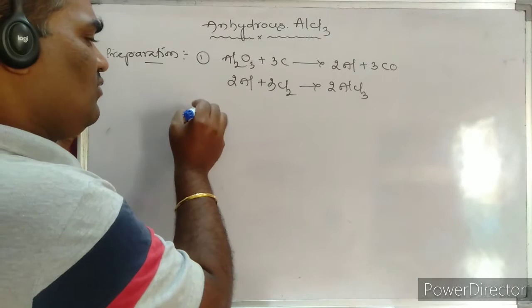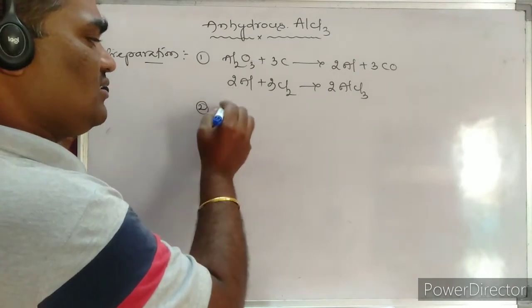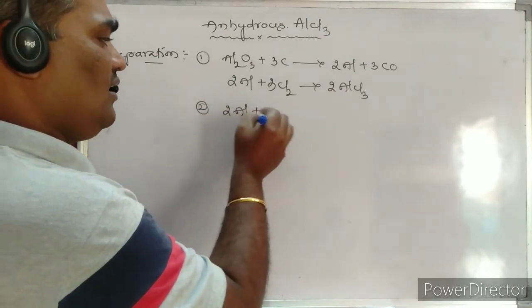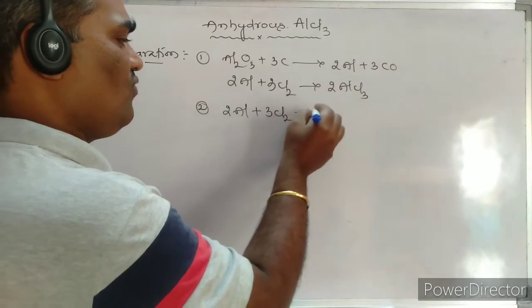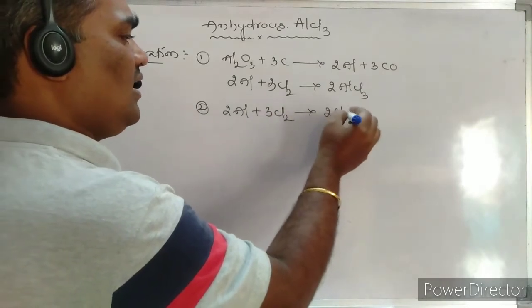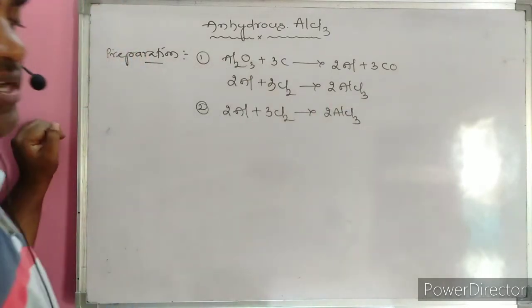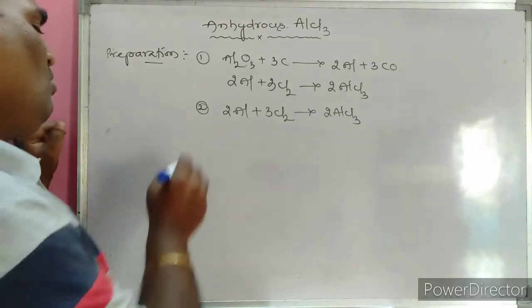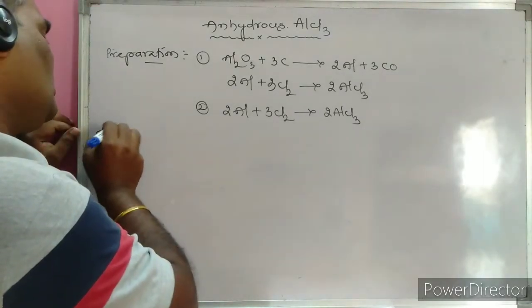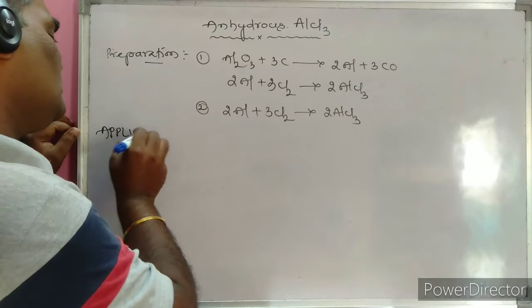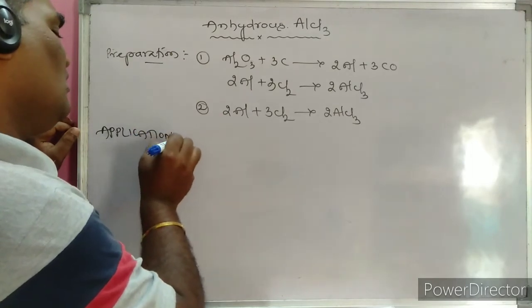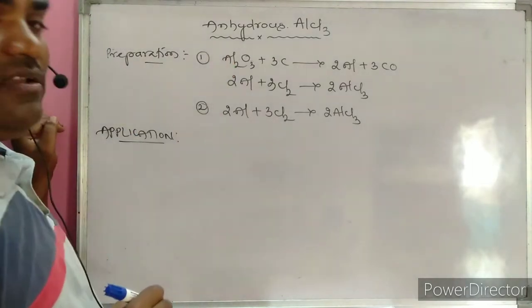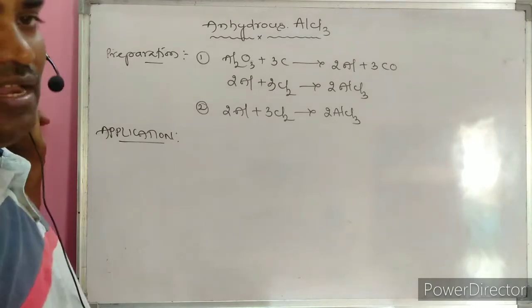And the second method of preparation is direct combination: 2Al reacts with 3 chlorine to form 2AlCl3, aluminum chloride. Now, what is its application in various named reactions? Anhydrous aluminum chloride plays an important role.